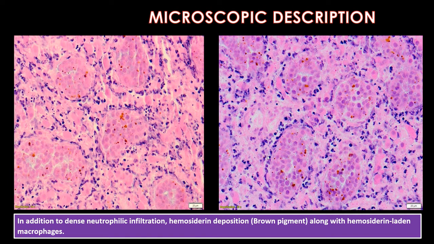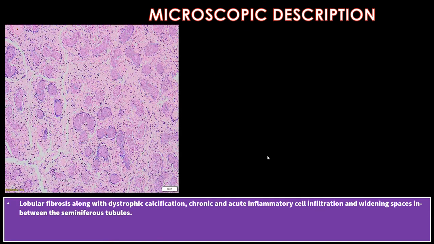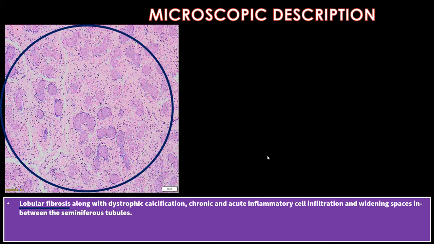In addition to dense neutrophilic infiltration, hemosiderin deposition, brown pigment, along with hemosiderin-laden macrophages are seen in these photos. Lobular fibrosis, along with dystrophic calcification, chronic and acute inflammatory cell infiltration, and widening in spaces in between the seminiferous tubules.